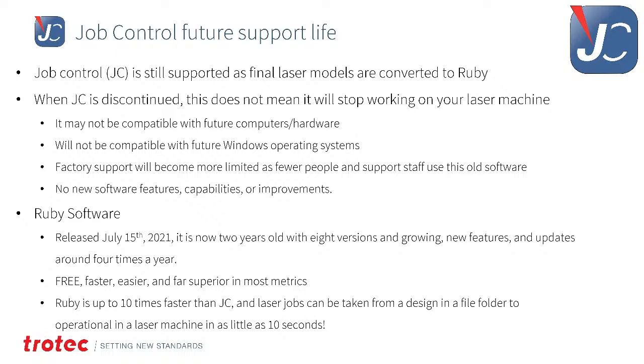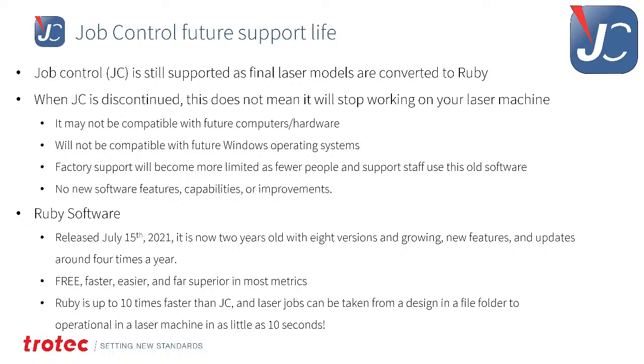Ruby is now just over 2 years, or will be 2 years old, July 15th. It has 8 versions. It's growing in features and updates. It's updated about 4 times a year. And it's free. It's faster, easier, and far superior than job control on most metrics.